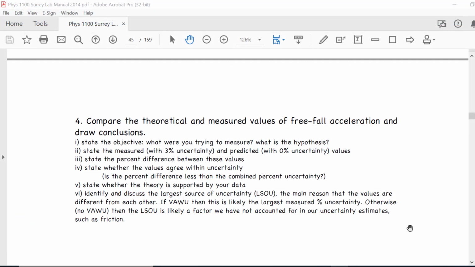And by the way, there's a second acronym here that they use that they didn't really define, VAWU. That stands for Values Agree Within Uncertainty. So that's how you write a conclusion, and you're going to write 2 of them for this week's experiment.